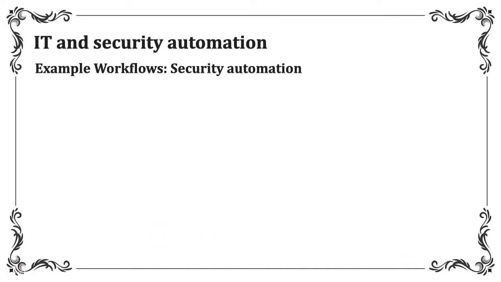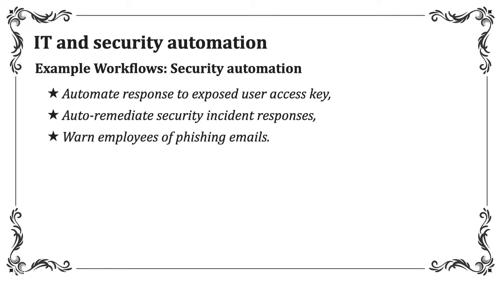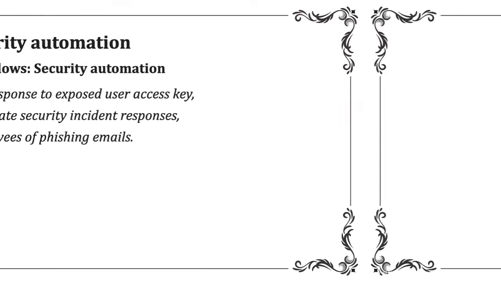Security automation is yet another type of automation workflow where customers use Step Functions. Some example workflows, as we mentioned, are customers who need to automate response to a scenario where an IAM user and user access key has been exposed, or to auto-remediate security incident responses according to a policy or policy actions defined, such as restricting actions to specific ARNs or applying other actions. And finally, warn employees of phishing emails within seconds of receipt.